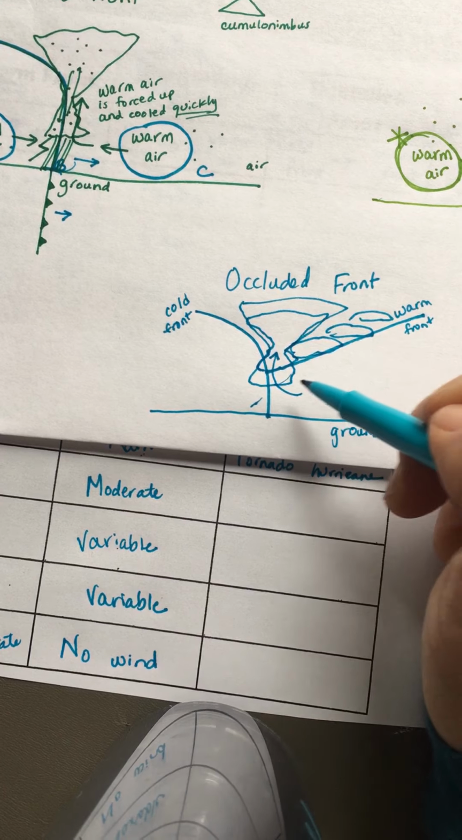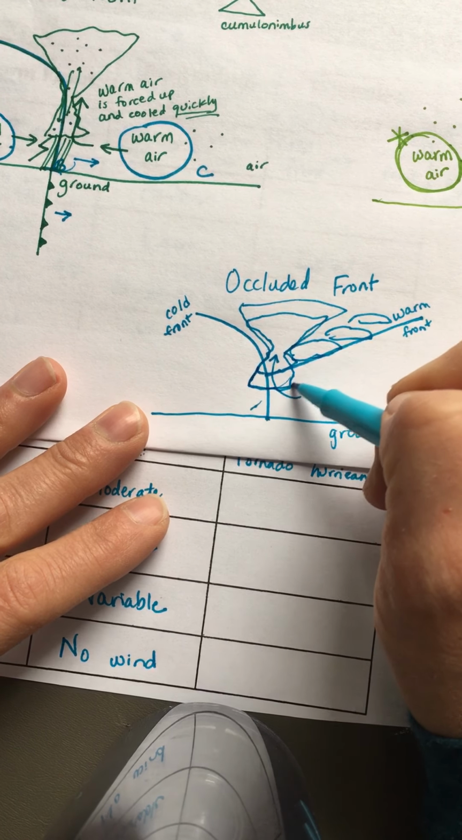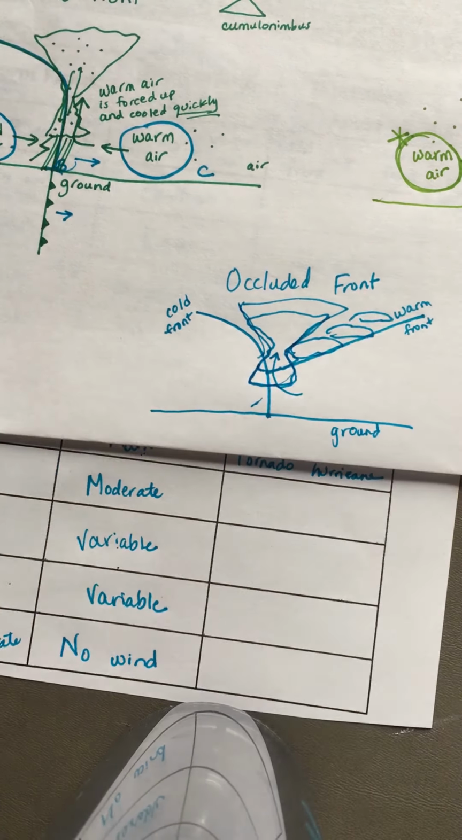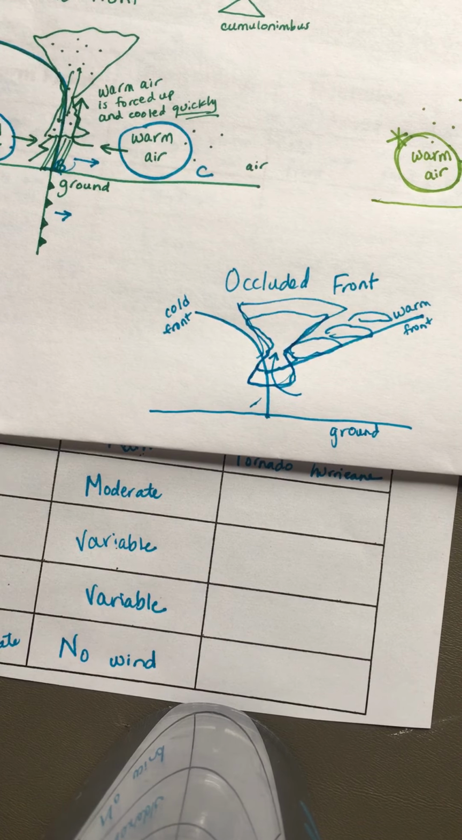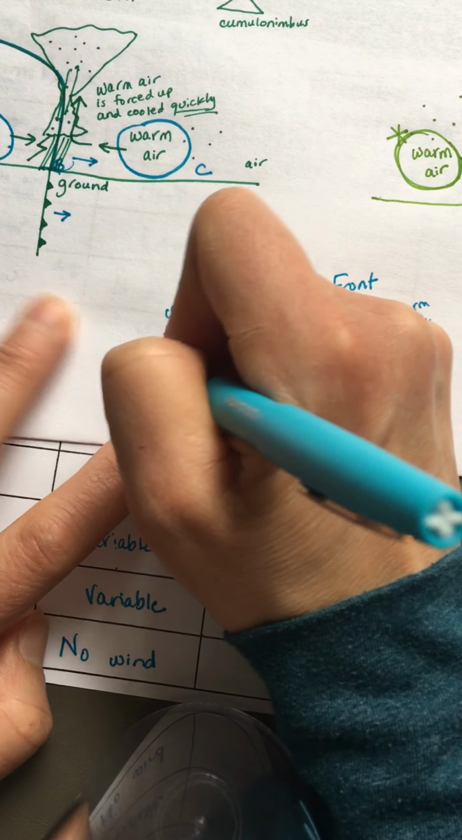It's also very unpredictable, because we don't know what's going to happen when this air is forced up and held up there. So again, we have cold air here.